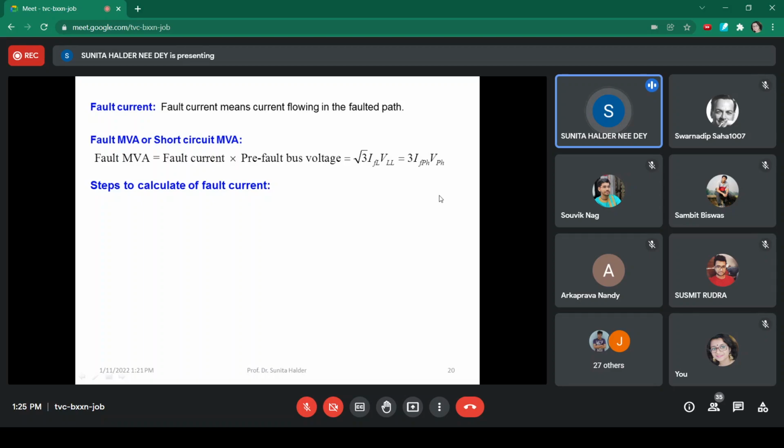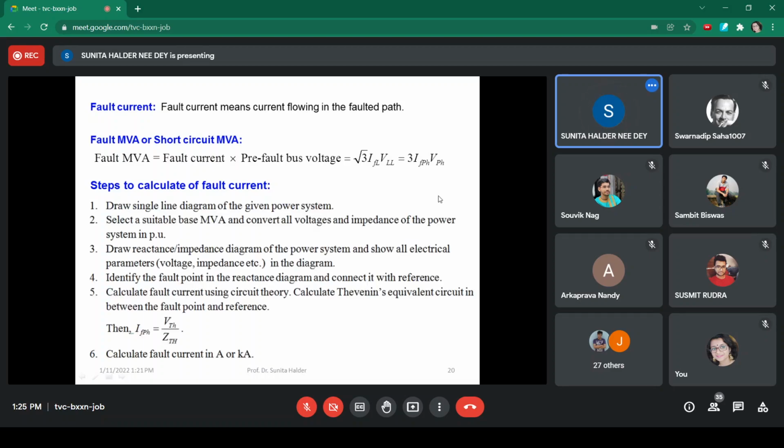Now, how to calculate the fault current? At first you draw the single line diagram of the given power system. For calculation also, it is better to take the per unit system, because it is an interconnected power system. There will be so many rises and drops in the voltages at different parts. So select a suitable base MVA and convert all voltages and impedances.